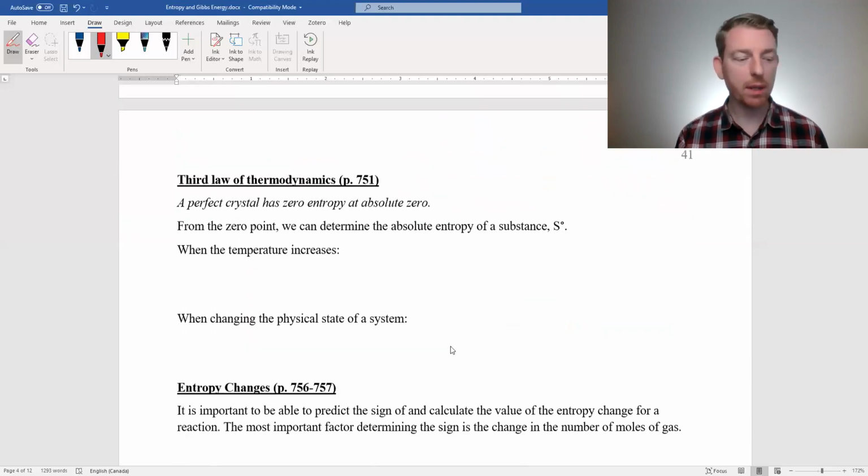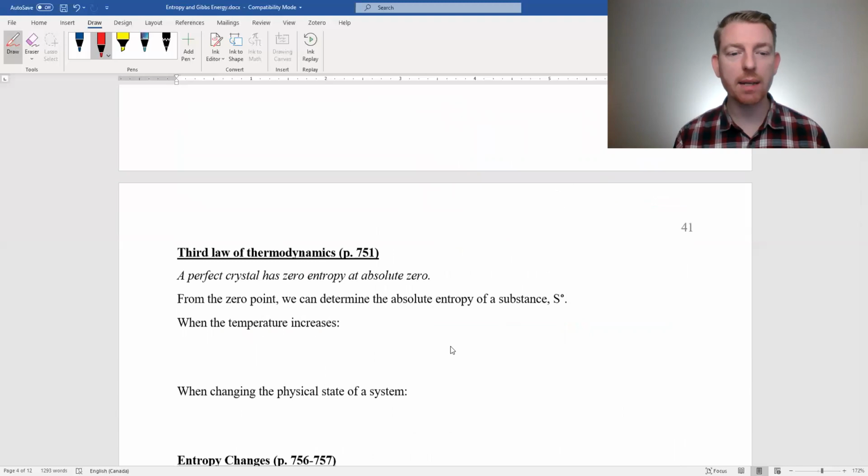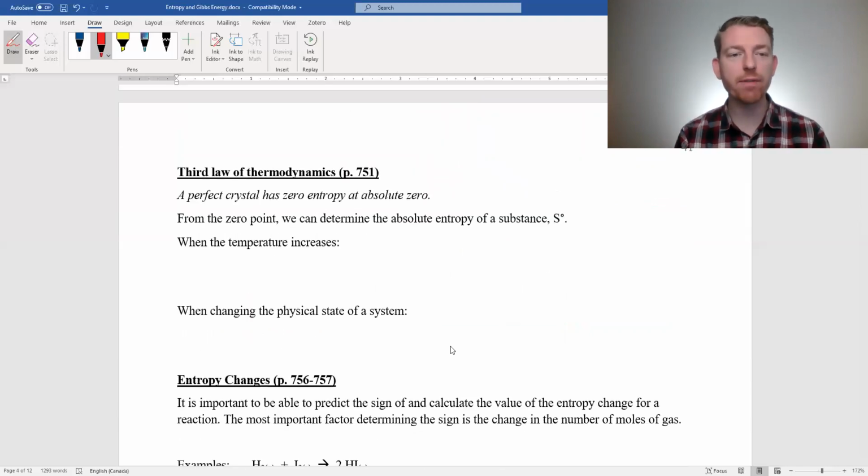Okay, and moving quickly on, we'll talk about our last little quip for this video, a quick statement of the third law of thermodynamics, which should make complete sense to you now, even though this phrase probably didn't mean anything to you when I started this video. So a perfect crystal has zero entropy at absolute zero.